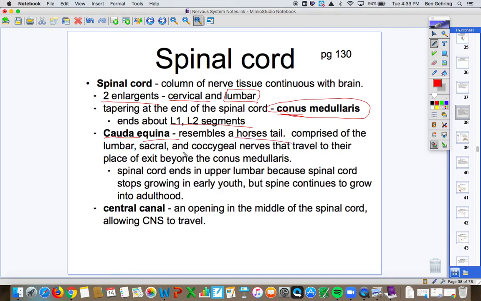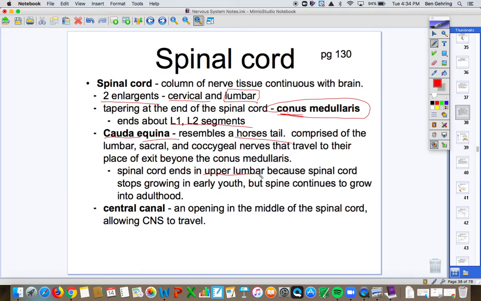It's comprised of your lumbar, sacral, and coccygeal nerves. They travel to the place beyond the conus medullaris. So this is where they exit, and we'll look at this. But your spinal cord ends in your upper lumbar. So it ends at L1, L2, that's our conus medullaris.